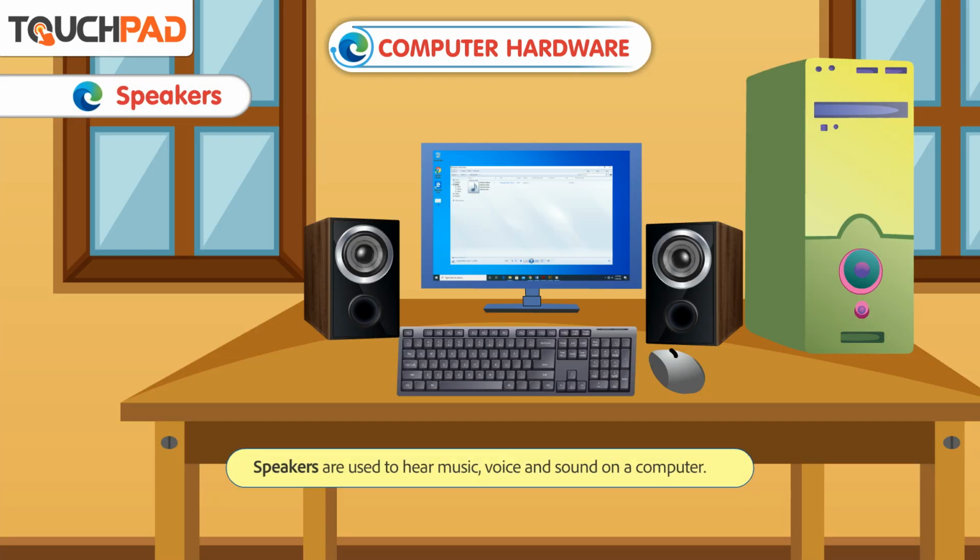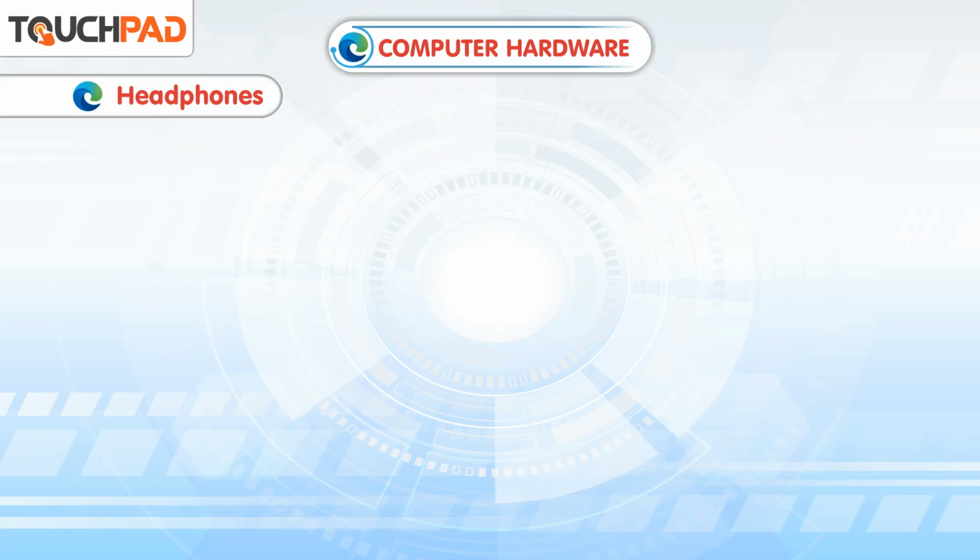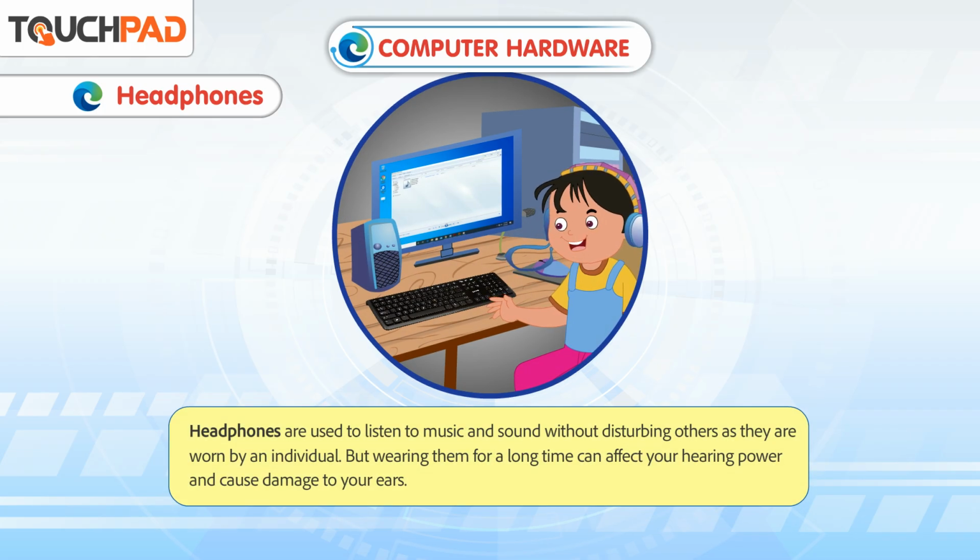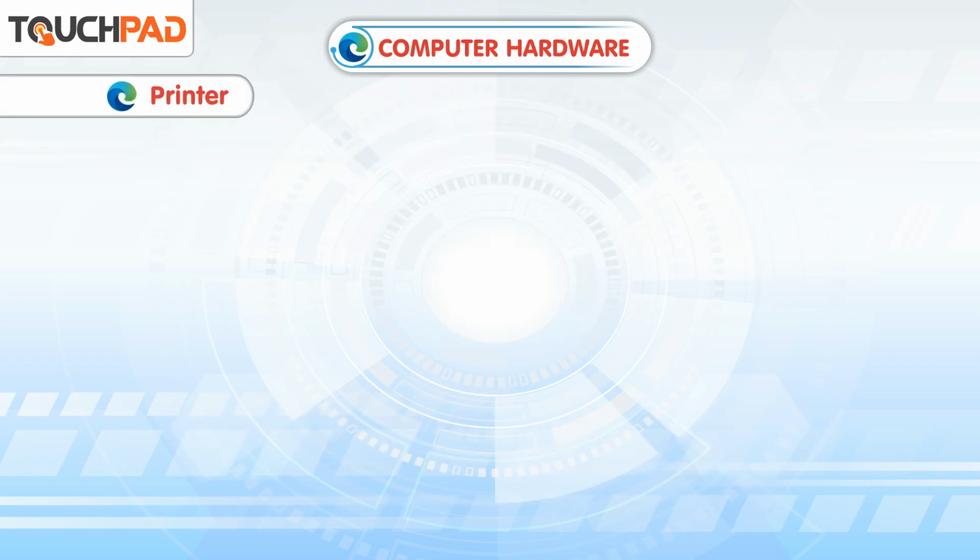Speakers. Speakers are used to hear music, voice, and sound on a computer. Headphones. Headphones are used to listen to music and sound without disturbing others as they are worn by an individual. But wearing them for a long time can affect your hearing power and cause damage to your ears.